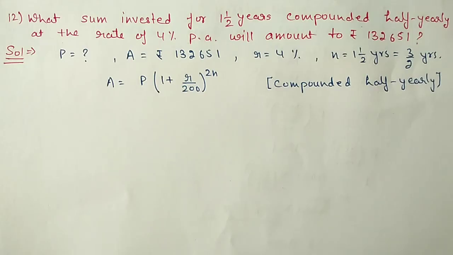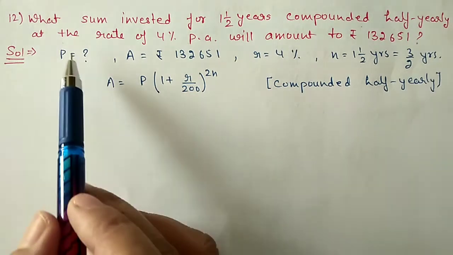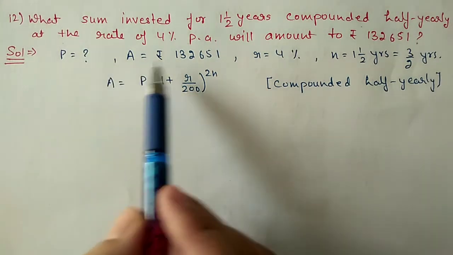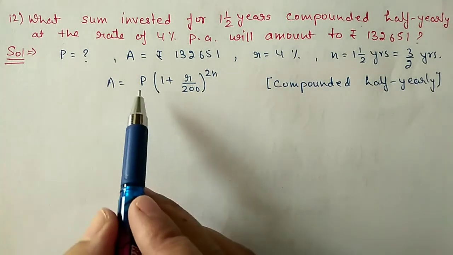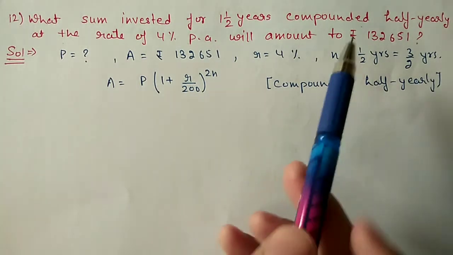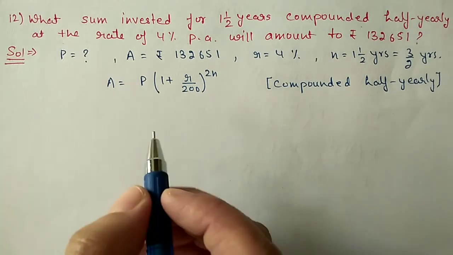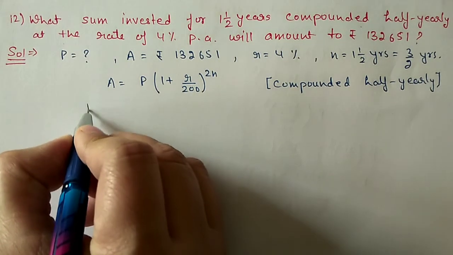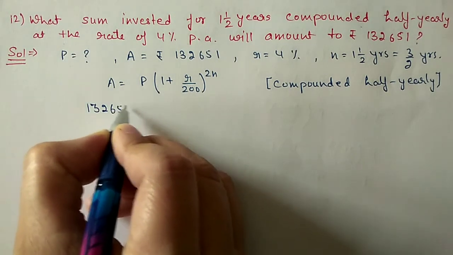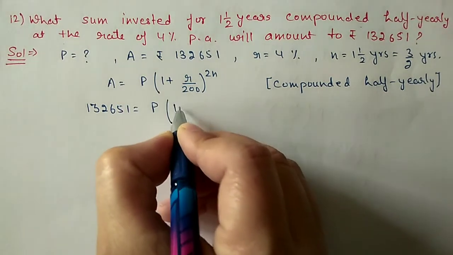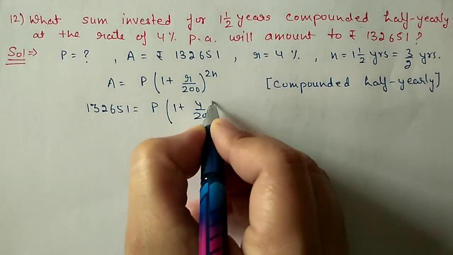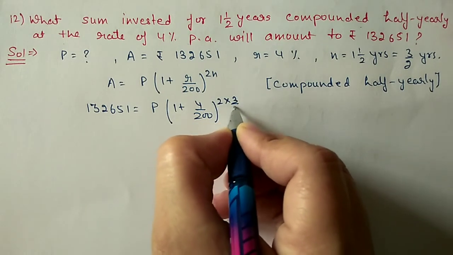Next, question number 12. What sum invested for 1.5 years compounded half yearly at the rate of 4% per annum will amount to 1,32,651 rupees. So here also we have to find out P. Amount is given, rate is given, time is given. We'll use the half yearly formula because the condition in the question is half yearly. Now substitute values in this formula. 132651 equals P into 1 plus 4 by 200 whole to the power 2 into 3 by 2.